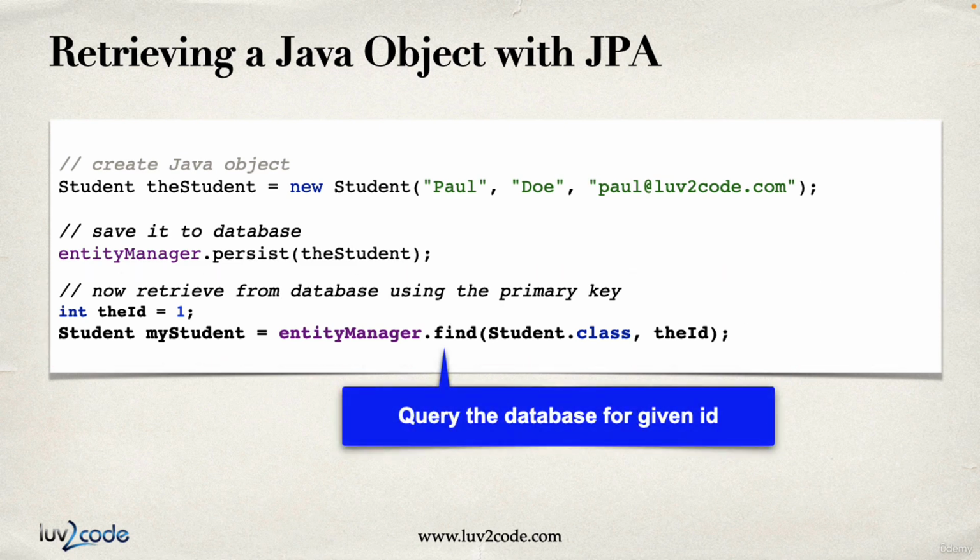Here I'll make use of entityManager.find, and I tell it what I want to get, Student.class, and I give the ID or the primary key. Behind the scenes, JPA will say, okay, let me go look at this table called student and find the student whose primary key matches this ID. It'll find that student object and return it to us, and that's it. That's basically how we retrieve a Java object from the database.